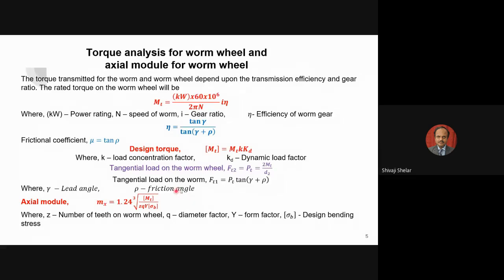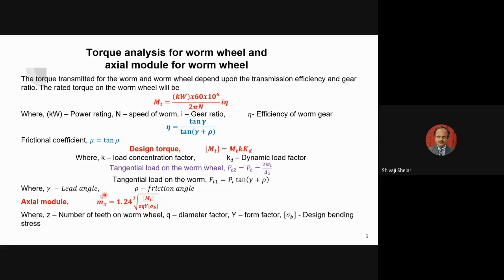Based on these values, gamma is your lead angle and rho is your friction angle. I have already discussed that here. Based on that, you can determine these loads, which are used to determine the dynamic load in future. Now, how to calculate the axial module? This formula is given in the PHG. It is 1.24 times the cube root of your design torque upon ZQY into sigma B.